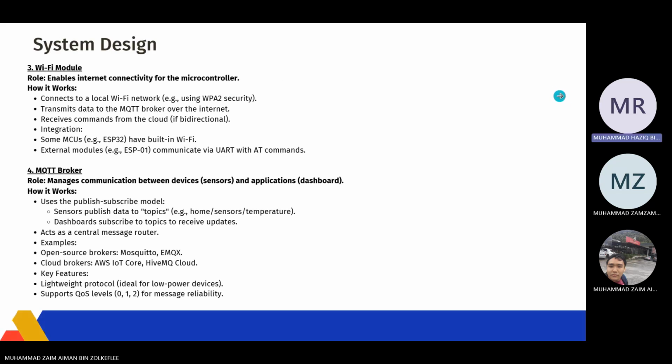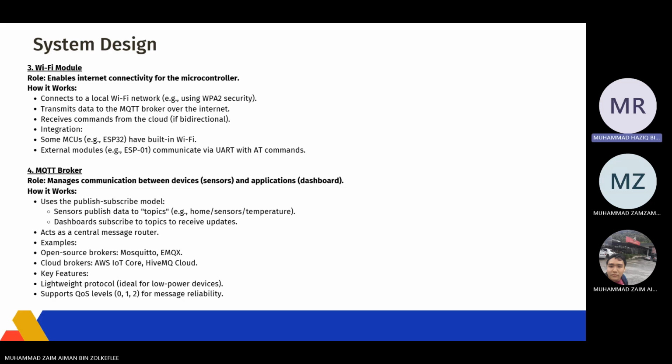So for the Wi-Fi module, the role is to enable internet connection for the microcontroller. How does it work? It connects to the local Wi-Fi network, transmits data to the MQTT broker over the internet, and retrieves commands from the cloud.